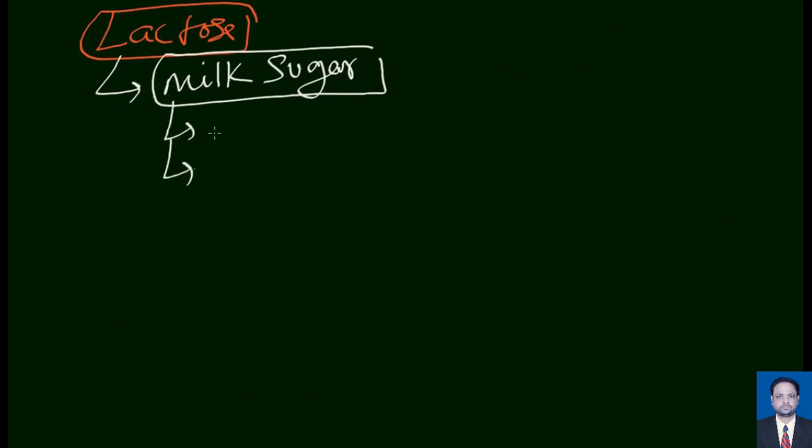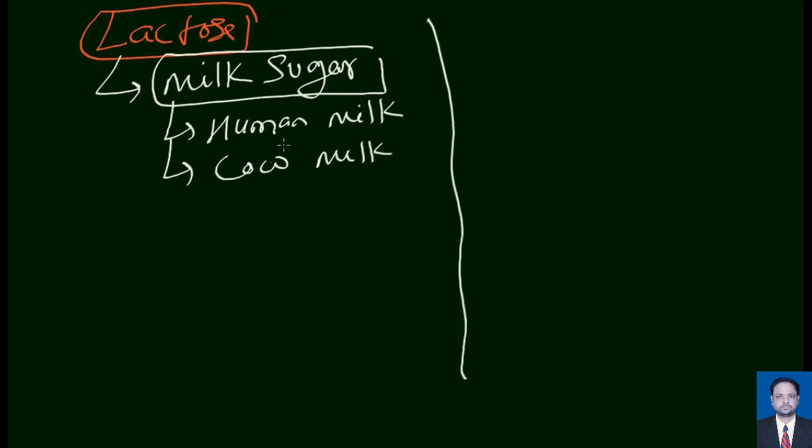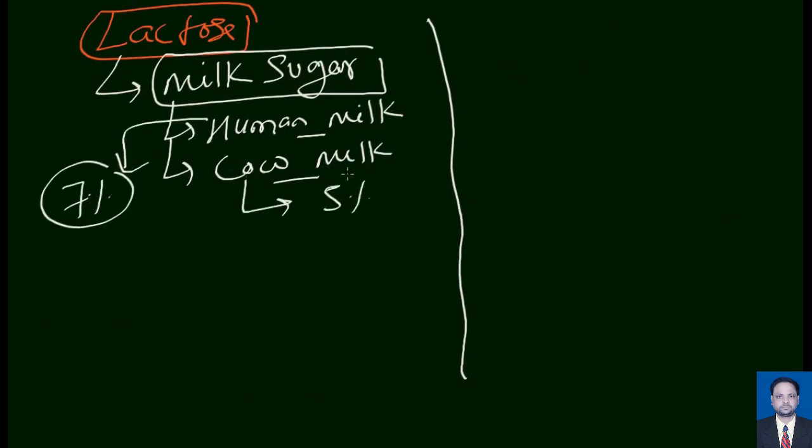It is present in both human milk and cow milk. But the maximum percentage in human milk is about 7%, and that in cow milk is 4 to 5 to 6%. So the maximum lactose is present in human milk.